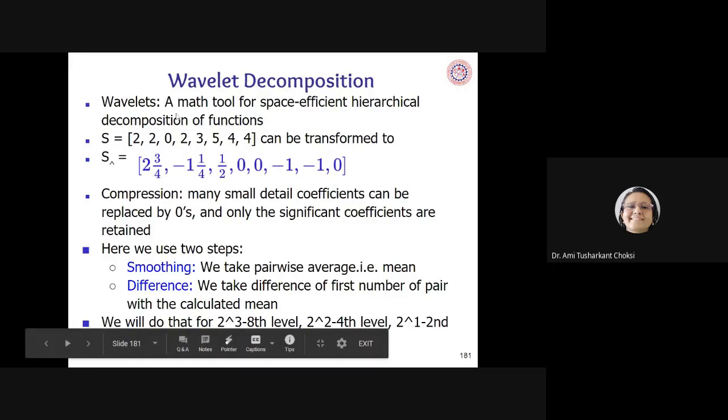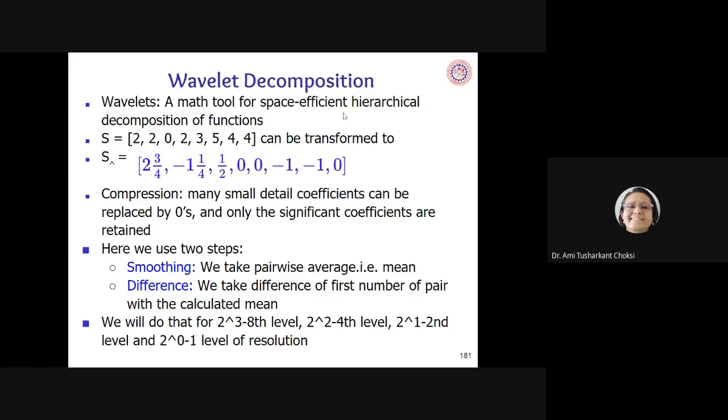Wavelets: a math tool for space-efficient hierarchical decomposition of functions. Now, what is that? Let us take the example. We can understand that very easily. S is equal to 2, 2, 0, 2, 3, 5, 4, 4. Now that can be transformed to the answer given here, but we'll see the procedure of how we get this particular answer.